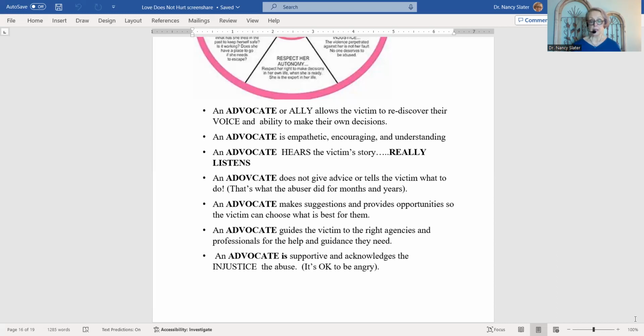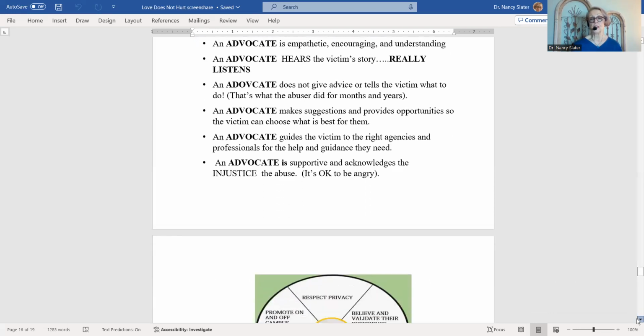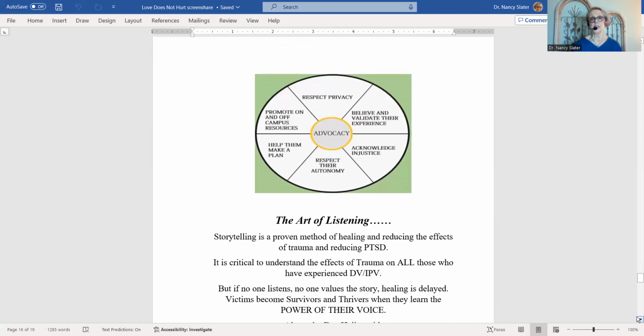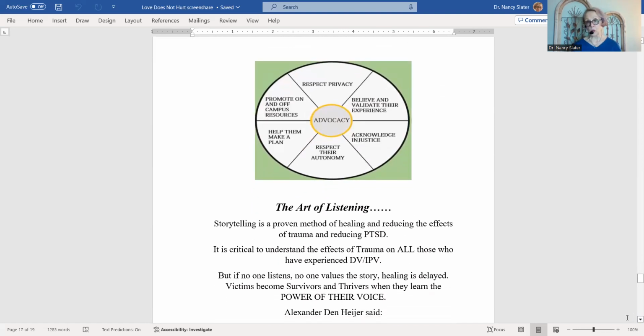And finally, and maybe the most importantly, an advocate acknowledges the injustice of the abuse. And it's okay to be angry. It's okay to show your anger to a victim and say, I am so sorry. And that was so wrong. And you did nothing wrong. And you didn't deserve anything that happened to you.